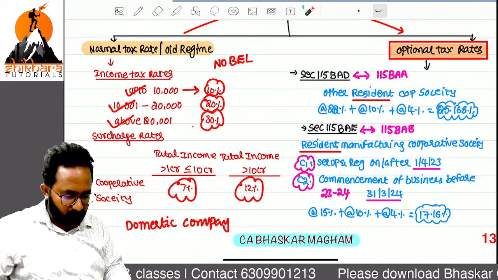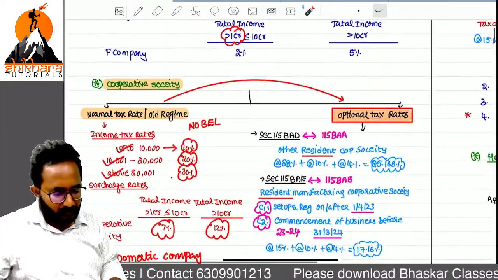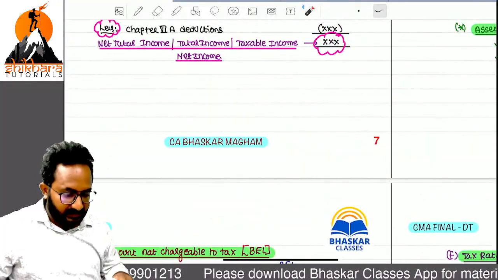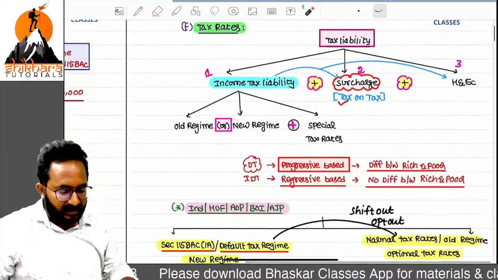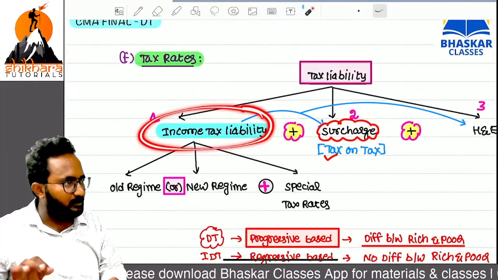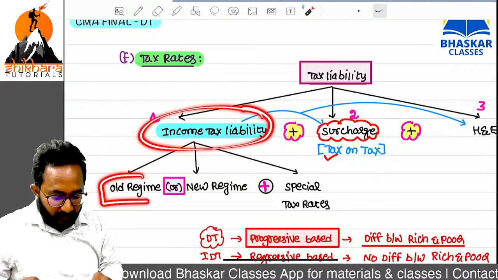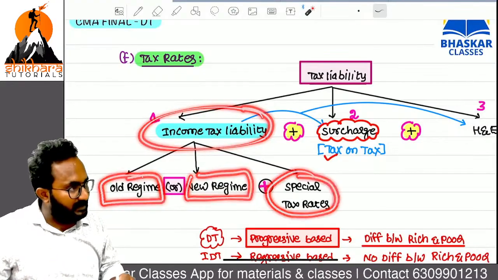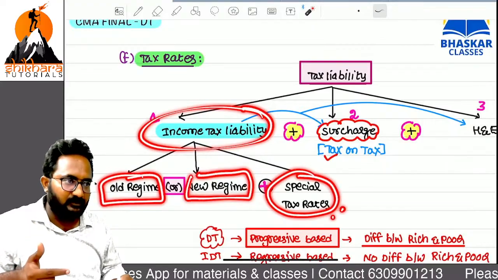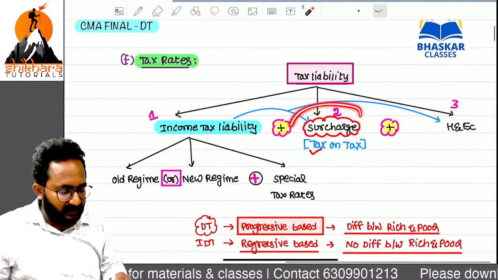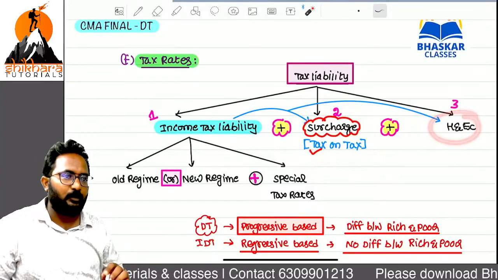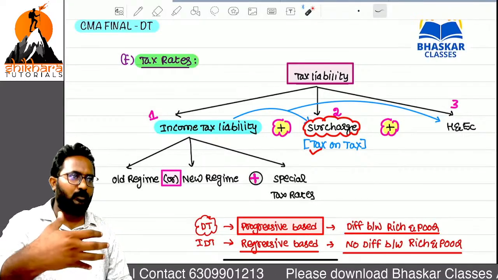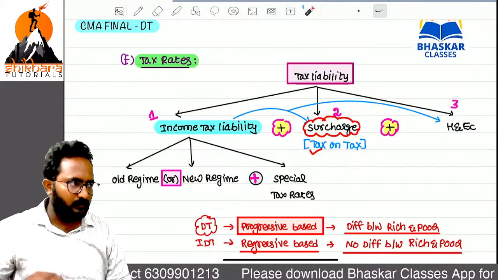This is the only thing you have to remember. As of now, we discussed the charging section and every definition. In tax rates, we are done with the income tax liability computation. In income tax liability, for some assessees we have two regimes. Any regime can be followed, but for special incomes we have to follow special tax rates. Tomorrow we can discuss what special tax rates we have, and next surcharge, and also the health and education cess. Tomorrow within 1 hour we can close this chapter and do problems and the workbook.